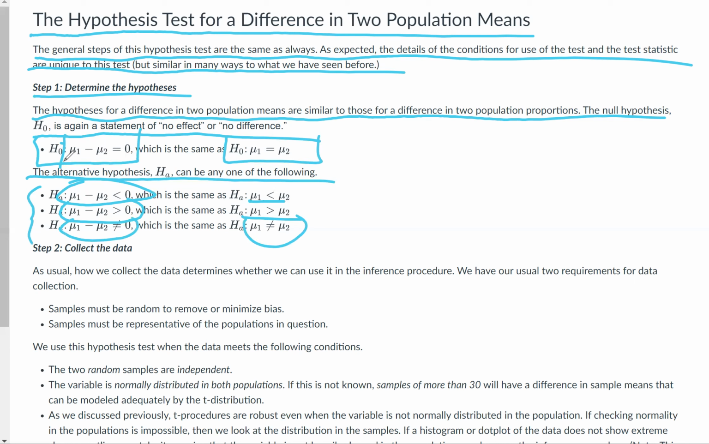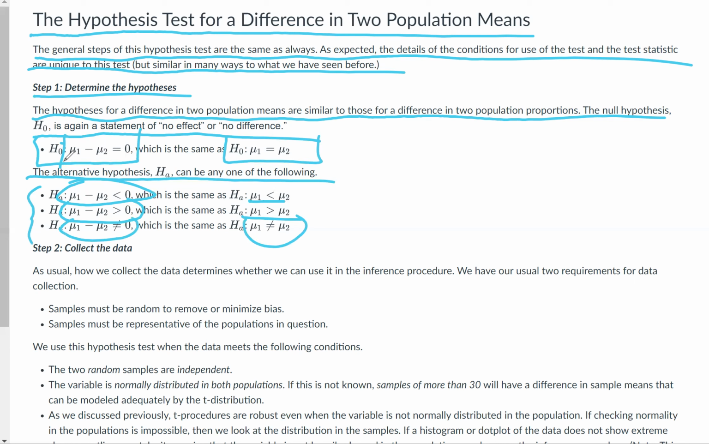Once we state our hypotheses, then we'll collect the data. As usual, how we collect the data determines whether we can use it in the inference procedure. We have our usual two requirements for data collection. Samples must be random to remove or minimize bias. Samples must be representative of the population in question.